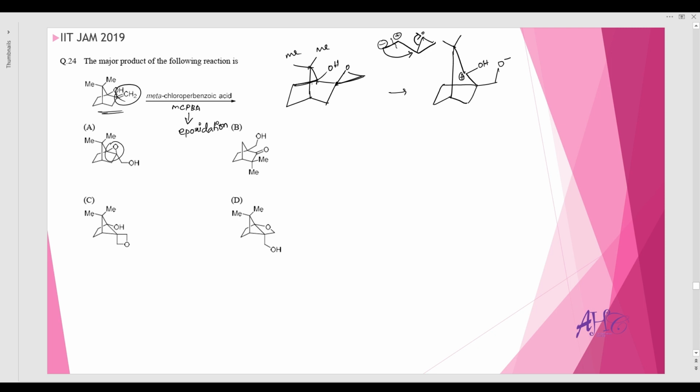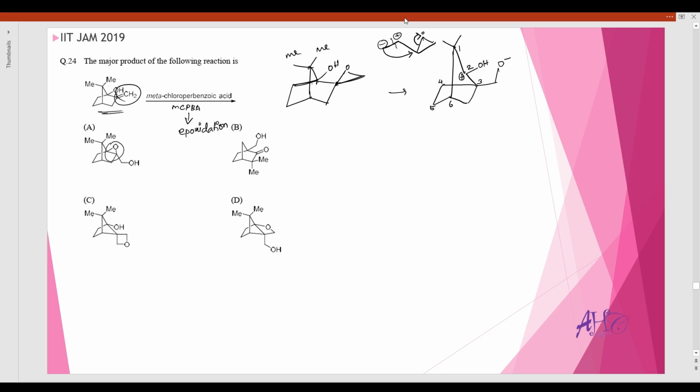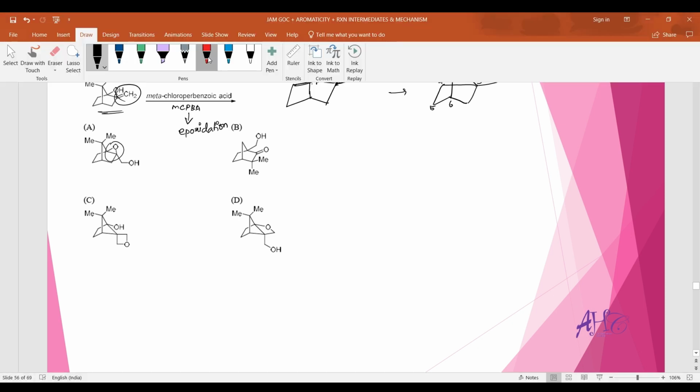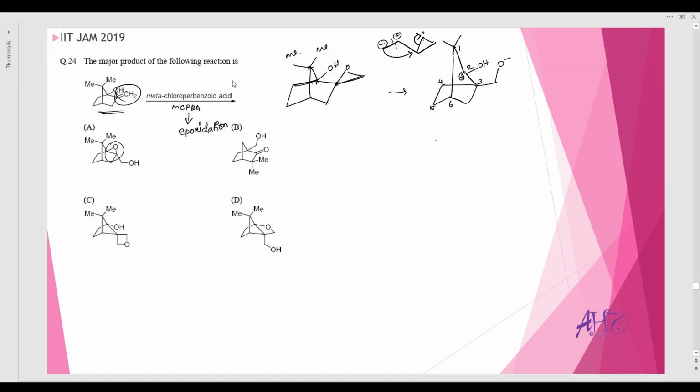Okay, so now let's number it. So this is 1, this is going to be 2, this is 3, 4, 5, 6. So here it forms your 6-membered ring. While let me take a different pen. Okay, so again this can be your 1, 2, 3, 4, 5. So here a 6-membered ring and a 5-membered ring are formed.